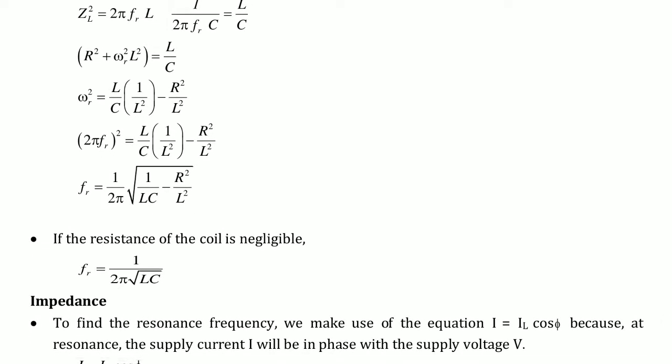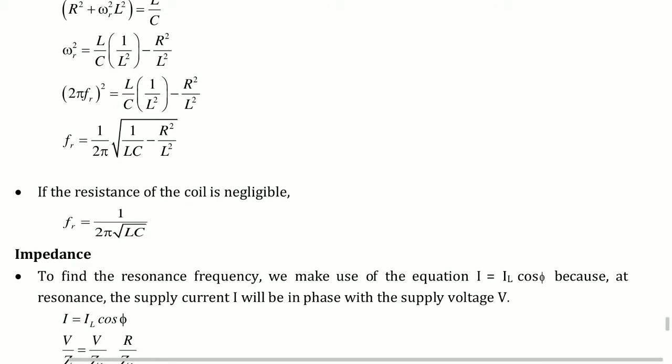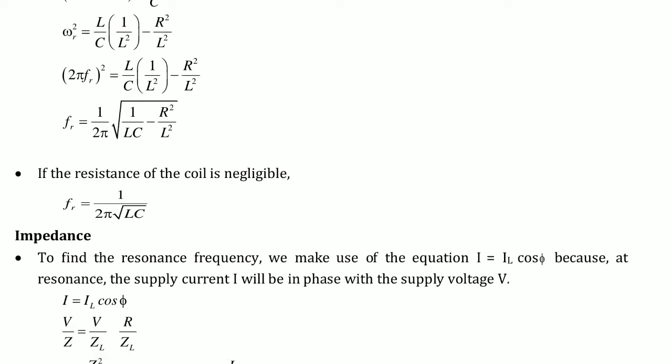So what is the impedance? What is the impedance at the resonance frequency? We make use of the equation I is equal to IL cos phi, because at resonance the supply current I will be in phase with the supply voltage V. Now here I is IL cos phi, that means both are the same. So V and I both are in phase.